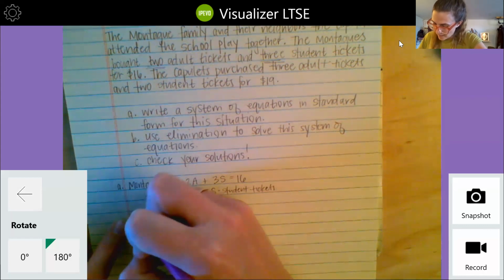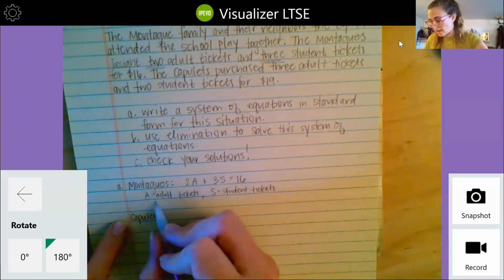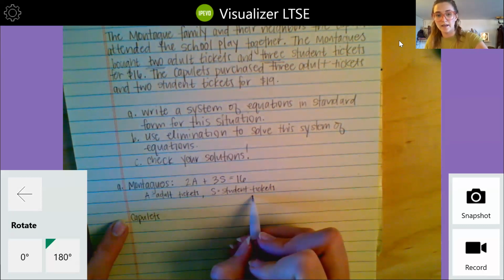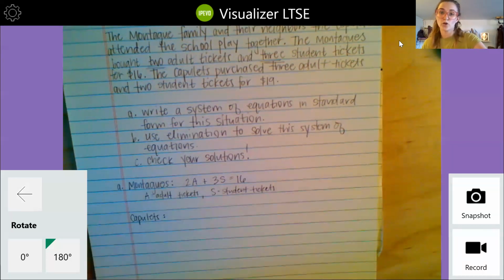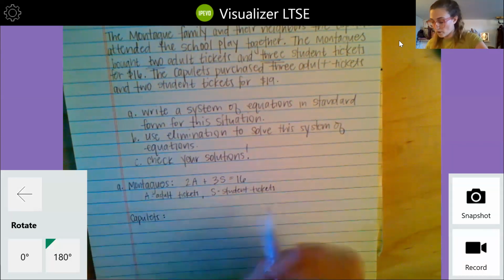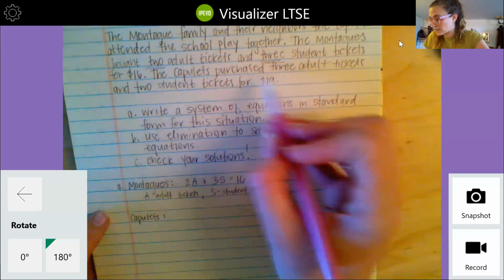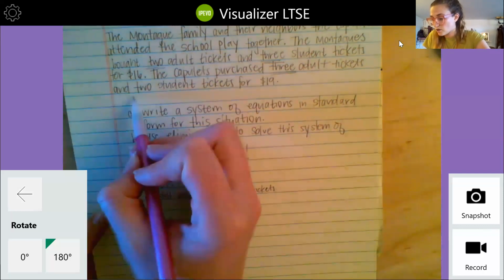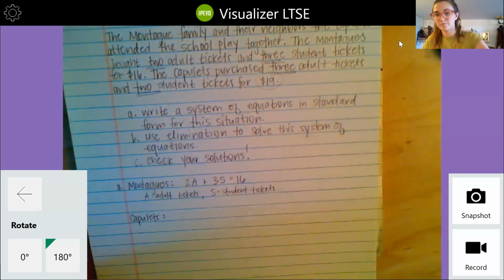Now, for the Capulets, we'll use the same variables, A for adult ticket, S for student ticket, and I want you guys to give it a try writing out your own equation for the Capulets. So you can pause this video. Remember that the Capulets purchased 3 adult tickets, 2 student tickets, and they spent $19, right? So pause the video, try and write your equation, and then come right back.